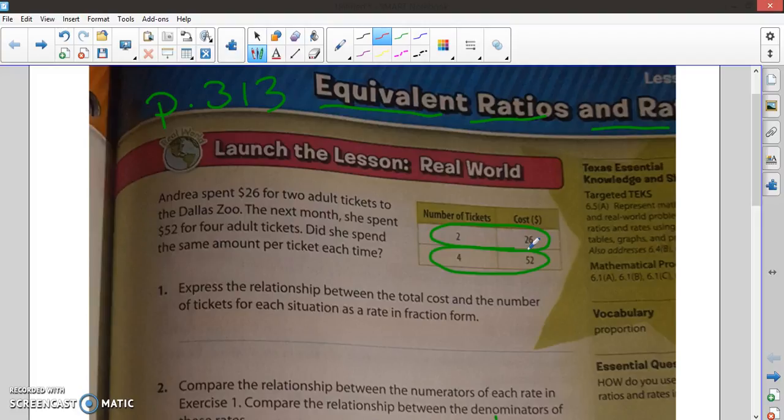So number 1 says, express the relationship between the total cost and the number of tickets for each situation, for each one of these, as a rate in fraction form. So I want you to pause the video and see if you can write 2 rates in the form of a fraction.